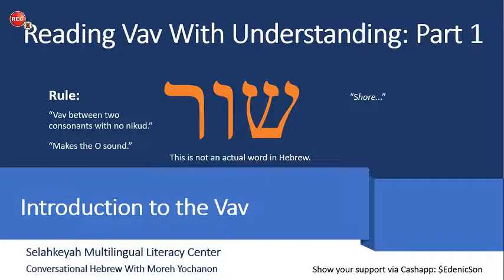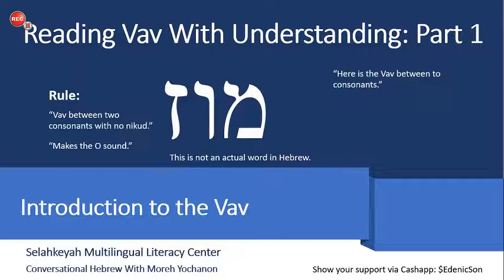All right, let's go to another example. Very good, very good. Let's try another example. Here is the Vav between two consonants, flashing orange. All right, so let's break this down. Mem makes the sound.